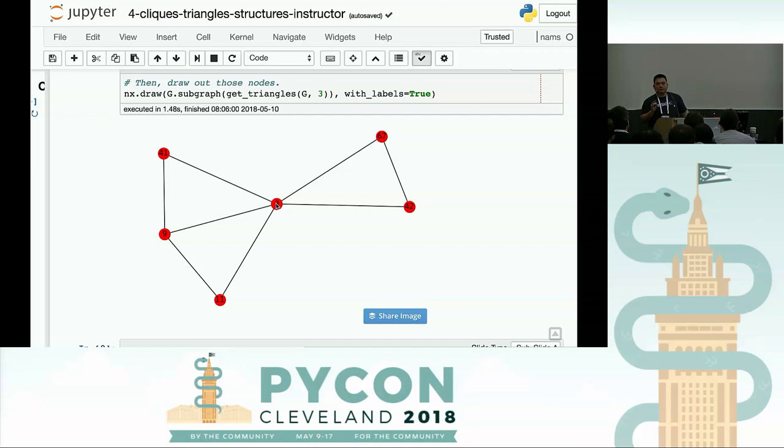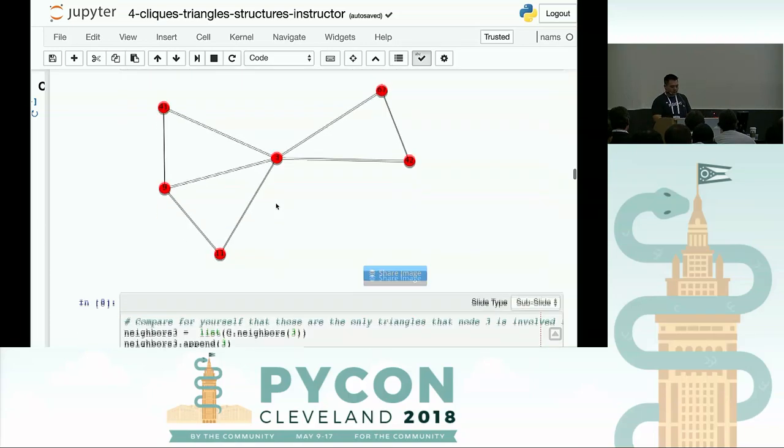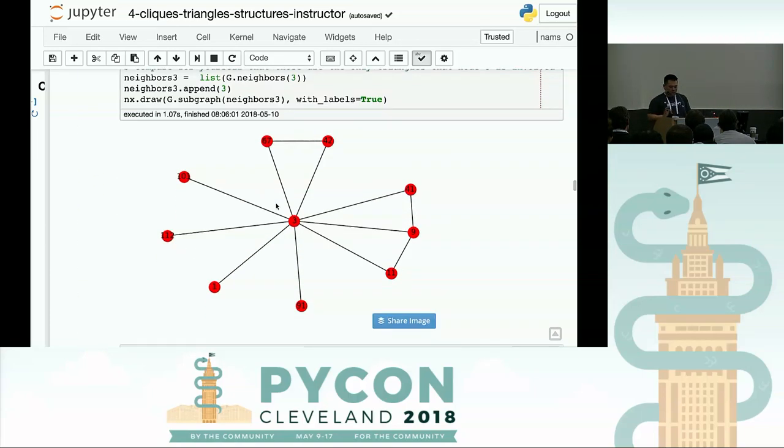And so some might be wondering, didn't we just get all of the neighbors? No. Because if we look below, you'll see those triangles are present. And at the same time, we have the other neighbors that are not inside a triangle relationship with node 3. All right? Everybody cool with this one? Any questions about this one over here?